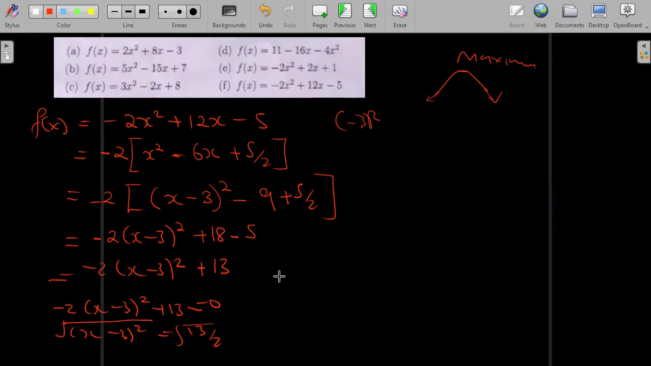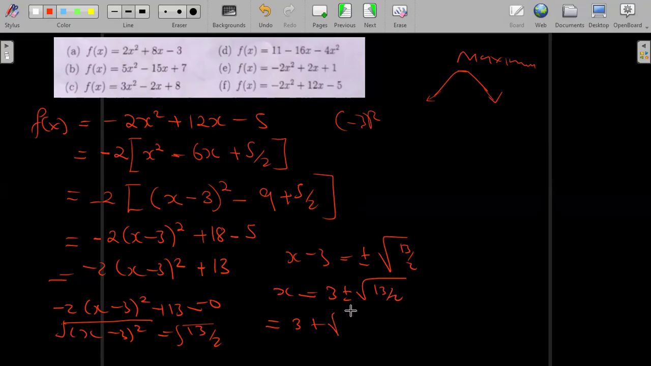These questions are not giving perfect roots, but anyway, that is fine. x minus 3 is equal to plus or minus root 13 over 2, then you have x equals 3 plus or minus root 13 over 2. One value will be in the positive region when you add. The other value of x is just going to be 3 minus root 13 over 2. So this is what we will get.